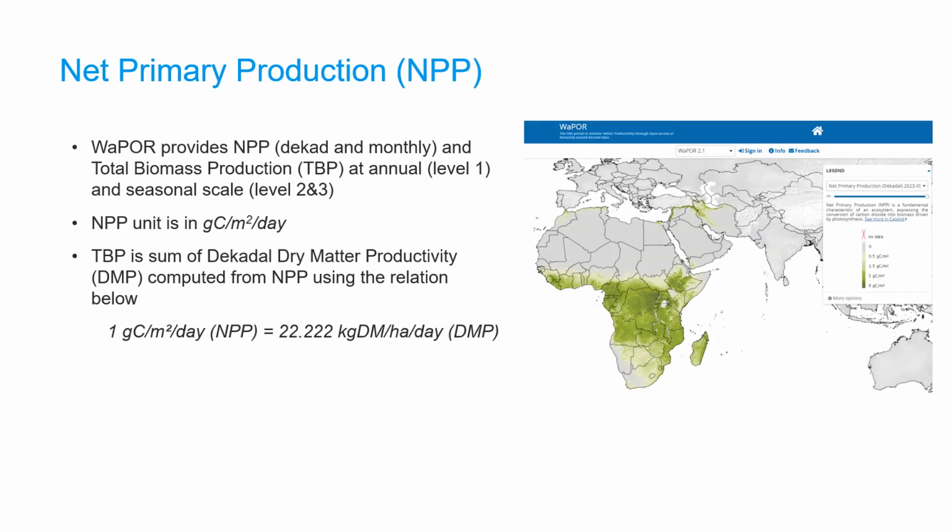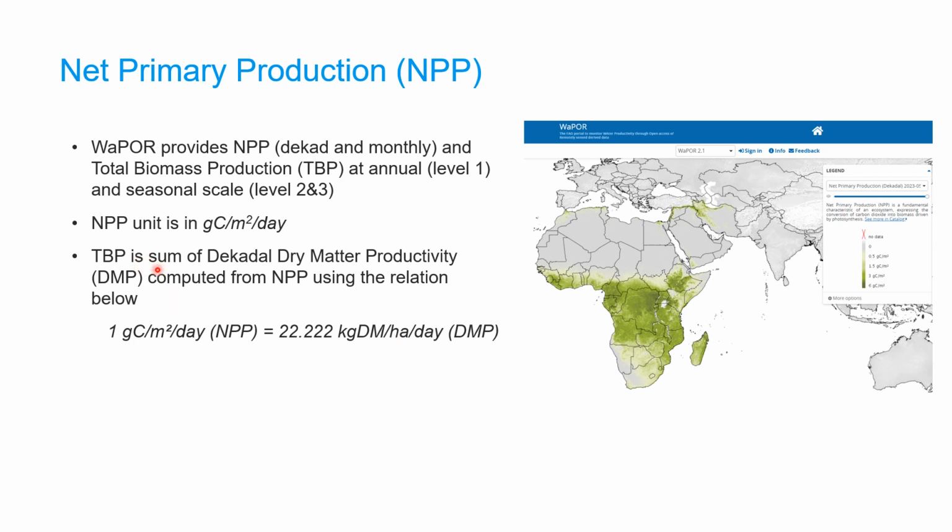WAPOR provides two related datasets, which are net primary production NPP and total biomass production TBP. Both products are provided at all three levels. NPP is provided at a decadal and monthly scale, while total biomass production is provided at annual scale for level 1 and at seasonal scale for level 2 and 3. The unit of NPP is gram carbon per meter square per day, while the unit of TBP is kilogram per hectare per day.